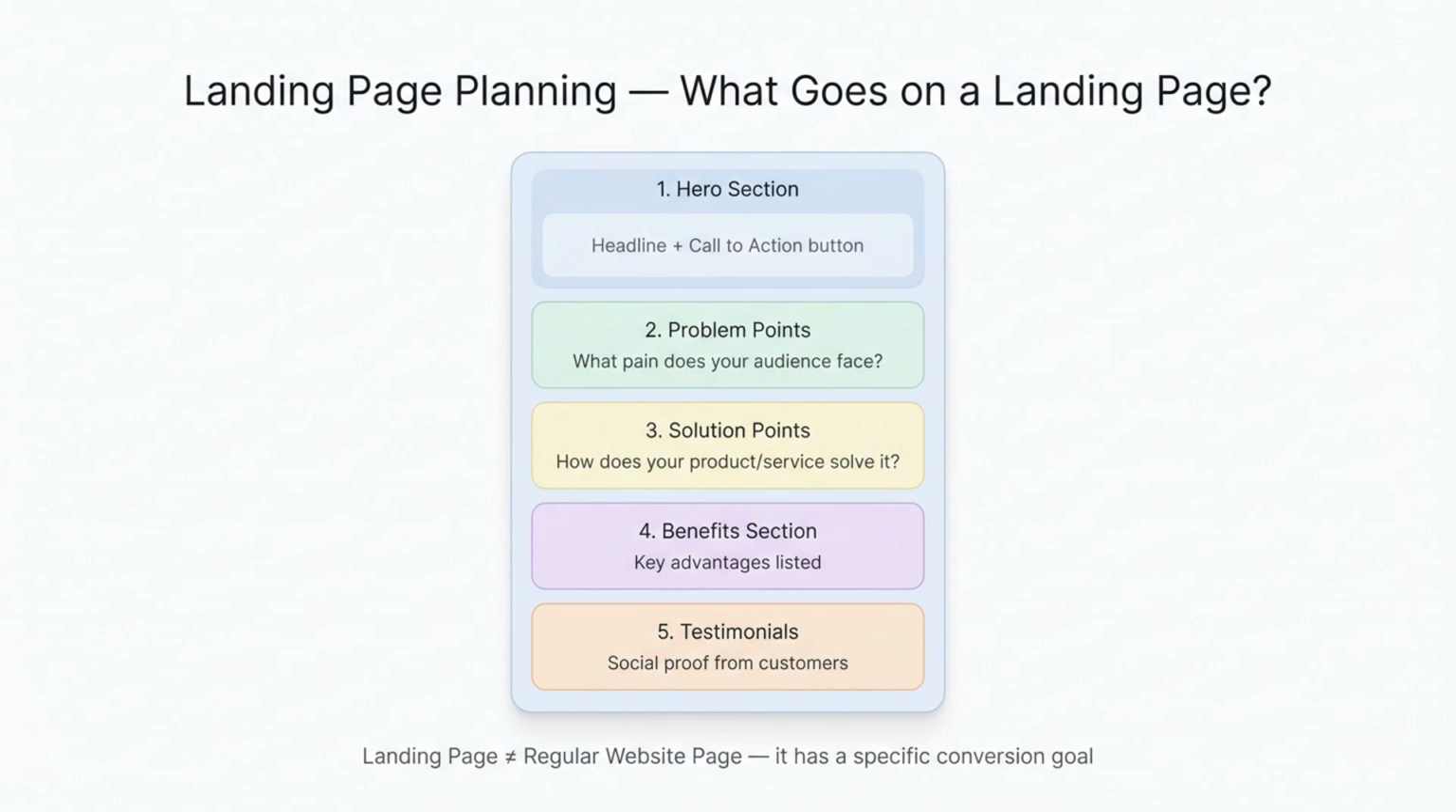The instructor also introduces the concept of landing page planning. A landing page has a very specific structure designed to convert visitors. It starts with the hero section, your headline and call to action. Then you address the problem points your audience faces, followed by the solution points, showing how you solve those problems. After that comes the benefits section and testimonials for social proof. This structure is intentional and follows proven conversion principles.